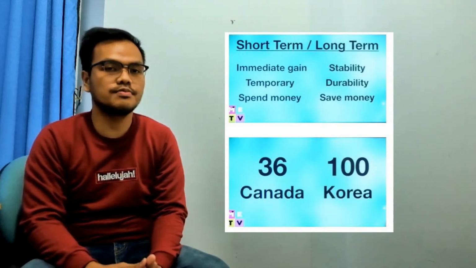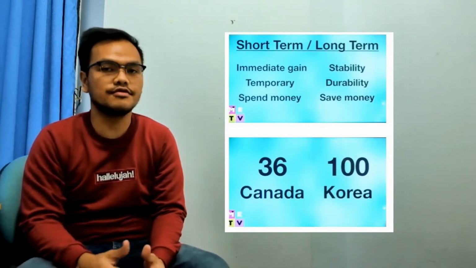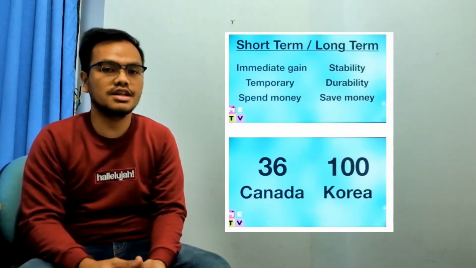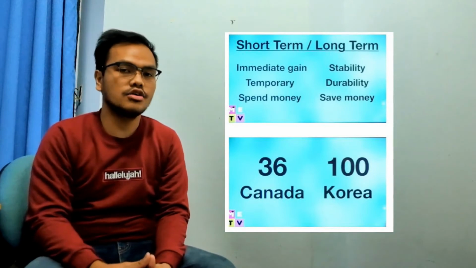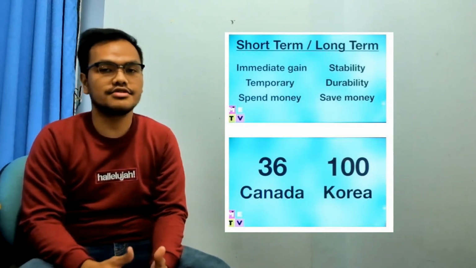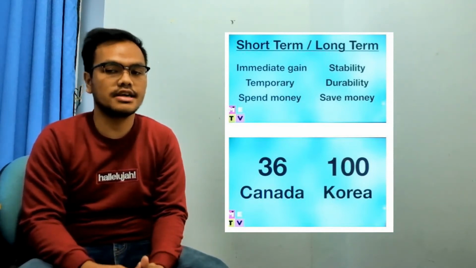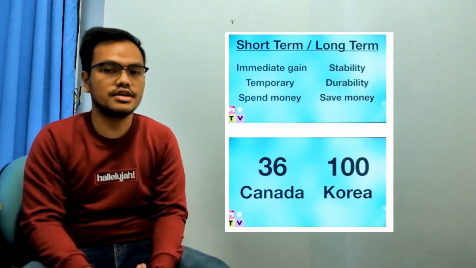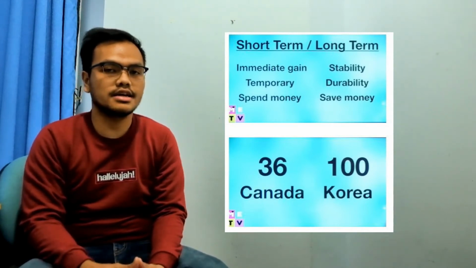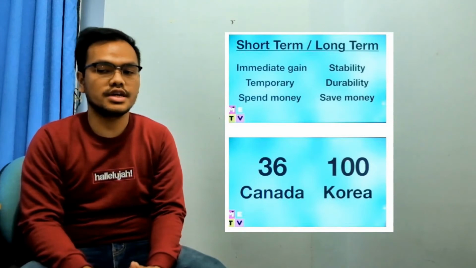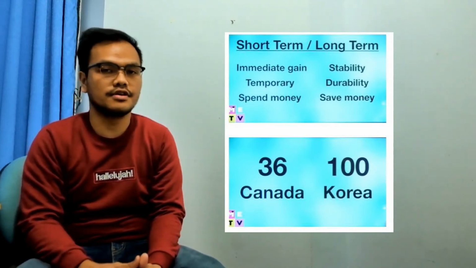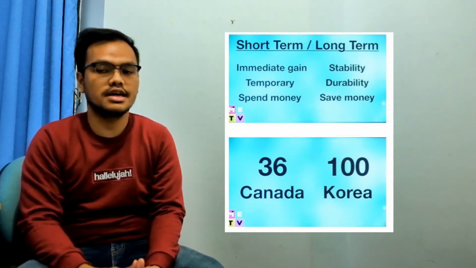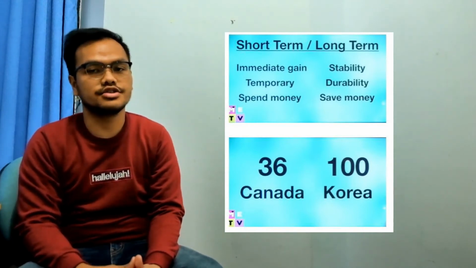It means how you view or perceive something in the future. Short-term is related to immediate gain, temporary, and spending money. Long-term relates to stability, durability, and saving money. Korea scores 100 and Canada scores 36. So we can know that Korea is very interested in perceiving things for long-term success. On the other hand, Canada is very interested in the short term.